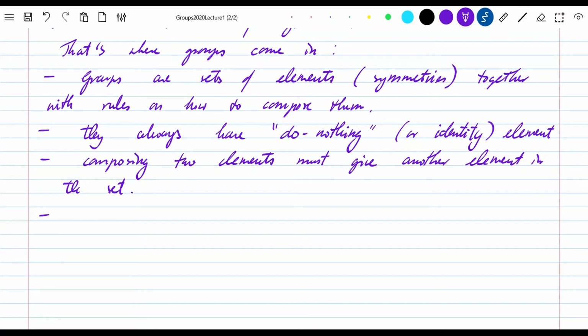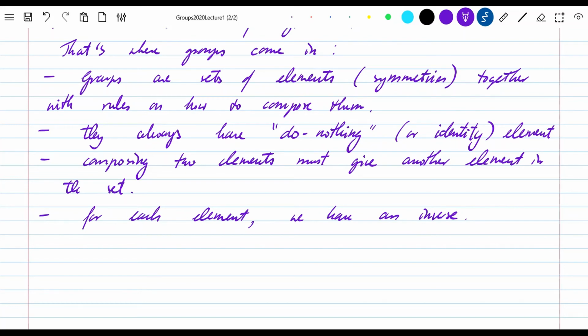Something else that we already spotted is that for each element, we must have another element in our group that is able to reverse it. Okay, so for each element, we have something called an inverse for that element, a way to undo it.